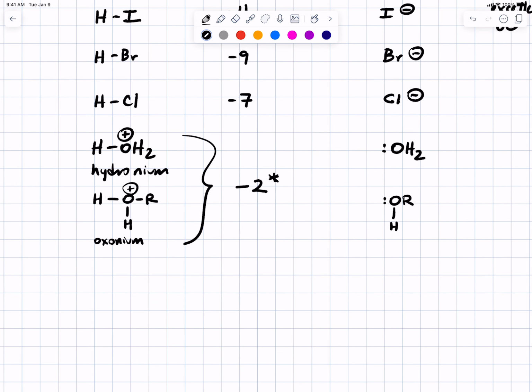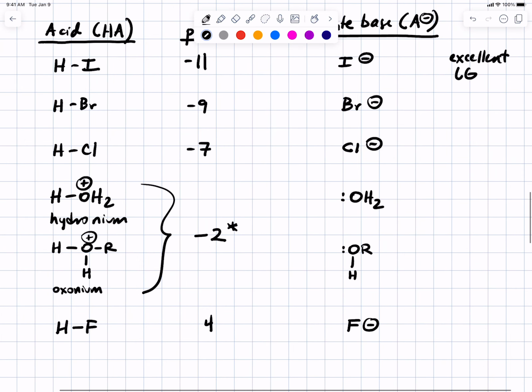Okay. Another acid we could draw is HF. Its conjugate base is F minus, and it has a pKa of about 4. So we might as well deal with this while we're here. What do you notice about the halide acid series, I to Br to Cl to F? As you go down the periodic table, the lowest one is the most acidic.